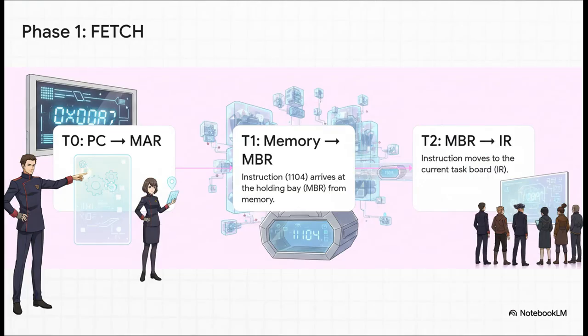First up, the fetch phase. It all starts with the foreman, the PC, pointing to the next instruction's address. It hands that address to the MAR, our forklift driver at the loading dock. The MAR zips over to that address in memory, grabs the instruction 1104, and drops it in the MBR, our holding bay. Then that instruction immediately gets moved to the main whiteboard, the IR, so the whole team knows what's up. The instruction is now fetched.